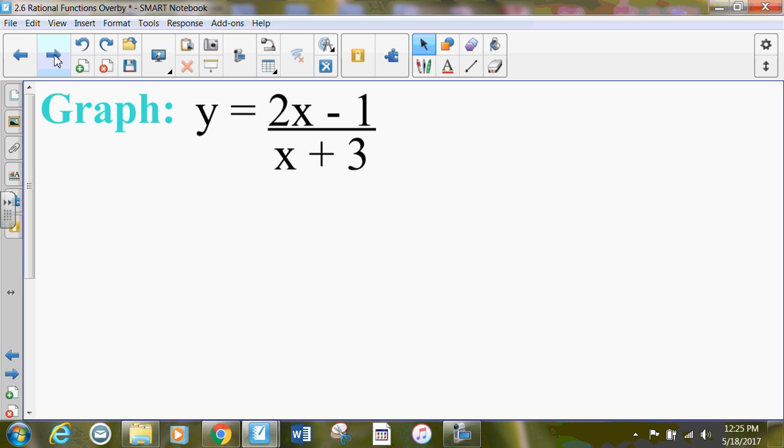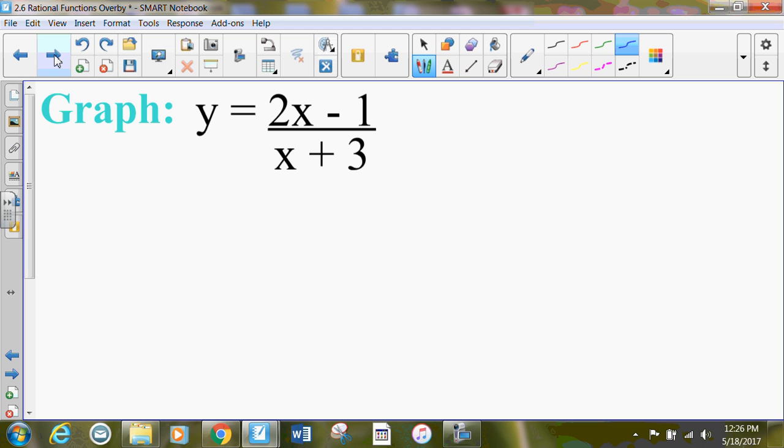And in middle school, if we wanted to graph something, we would just make a table and randomly pick our, well, probably we would pick 0 and 1 and -1 for our x values. But we're not in middle school anymore, so we're going to use our brains and our knowledge from the past.